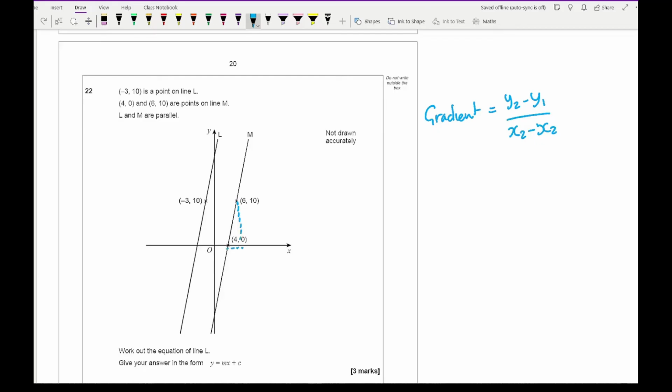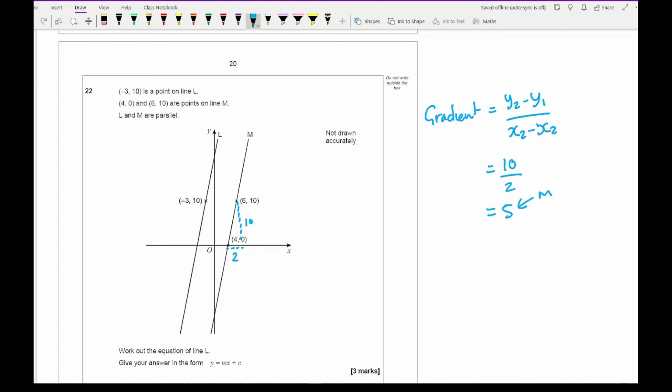Now depending on what you've used, you can either use this formula for these coordinates, or you can do this, which is not a problem. So here the horizontal distance is going to be 2, because that's the difference between 6 and 4, and the vertical distance is going to be 10. So the gradient here is going to be 10 over 2, which is 5. So this is my m value.